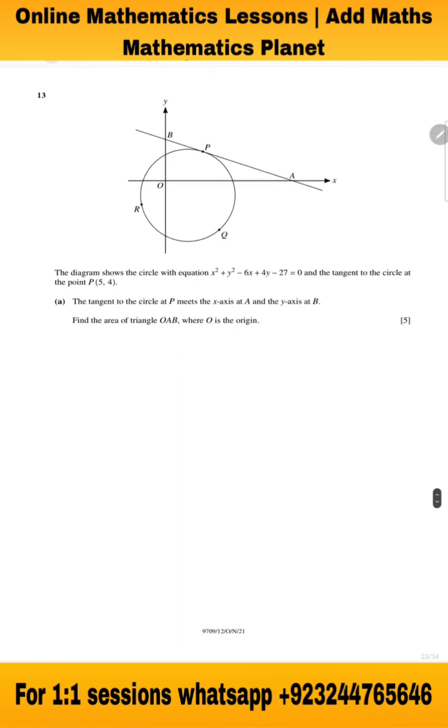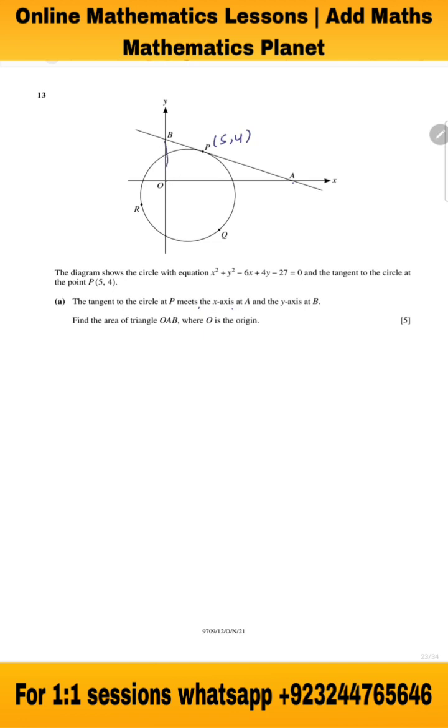Okay. The next question is, the diagram shows a circle with the equation x² + y² − 6x + 4y − 27 = 0, and the tangent to the circle at the point P, where P is (5, 4). The tangent to the circle at P meets the x-axis at A and the y-axis at B. Find the area of the triangle OAB where O is the origin.